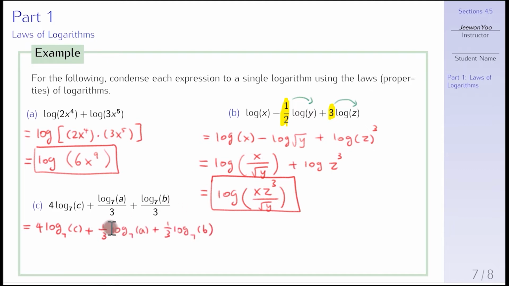For this last expression, take a look at this first term and then the last term here. Log base 7 of a divided by 3 is equivalent to saying 1/3 times log base 7 of a, minus 1/3 times log base 7 of b, okay? Then, do you remember what we did before? We brought this coefficient as an exponent. We're gonna do exactly the same thing for this guy.